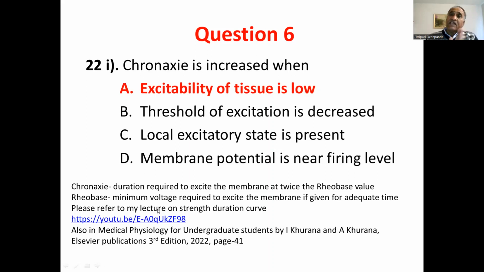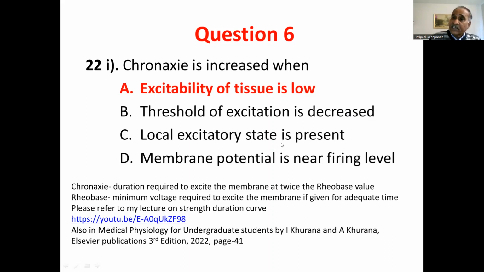Usually when there is a low excitable state, this curve shifts upwards or outwards. When it shifts outward, the chronaxie increases. So when the tissue is less excitable, not easily excitable, this happens. So the answer to this question is A, excitability of tissue is low. If the threshold of excitation is decreased, it is easily excitable, so chronaxie is decreased, not increased.